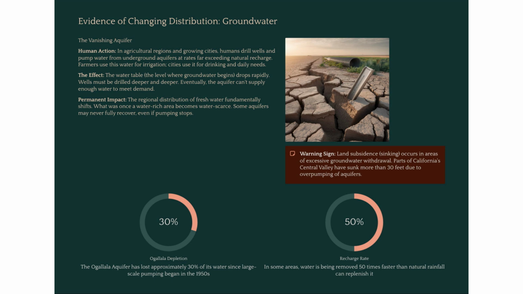The same phenomenon happens with groundwater, which is technically renewable, but often used up much faster than it can be replaced. When cities and farms rely too heavily on an aquifer, the rate of pumping can exceed the rate of recharge. The effect is a shrinking resource supply. We're essentially digging into the planet's water bank account faster than nature can deposit money back in, causing the regional water distribution to change drastically.